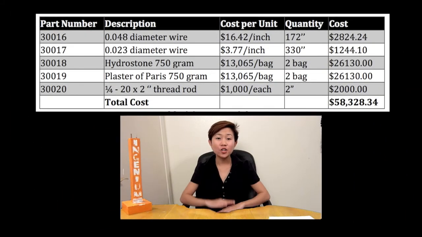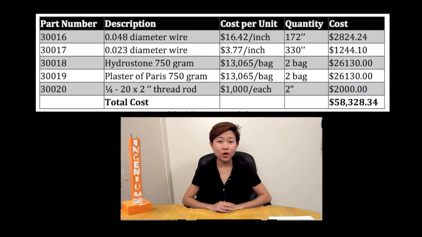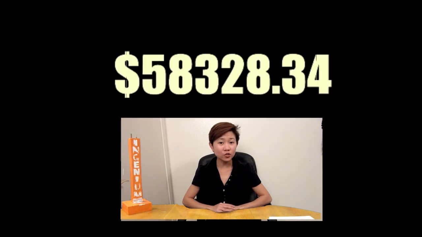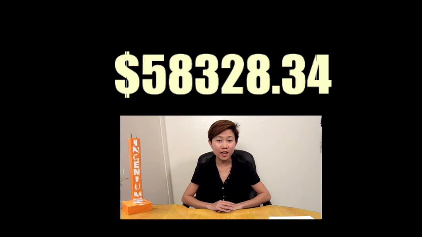Regarding the cost for the material, the table above shows the details of the materials that were used. We spent a total of $58,328.34, and the most expensive part of the project was the concrete material, with hydrostone and plaster of Paris costing $13,065 per bag.